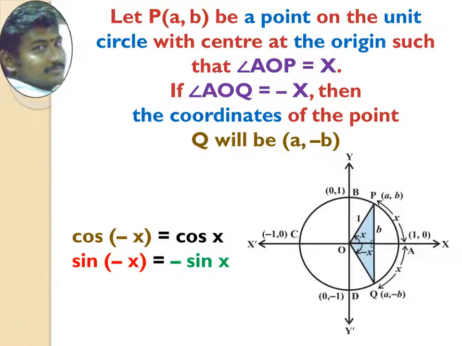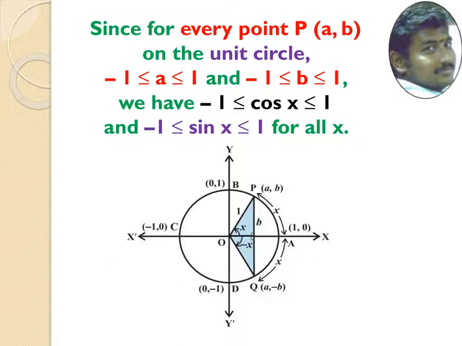So let P(a, b) be a point on the unit circle with center at the origin such that angle AOP equals x. At the same time, AOQ is minus x because of the clockwise direction. So Q will be (a, minus b). So cos(minus x) equals cos x, and sin(minus x) equals minus sin x.